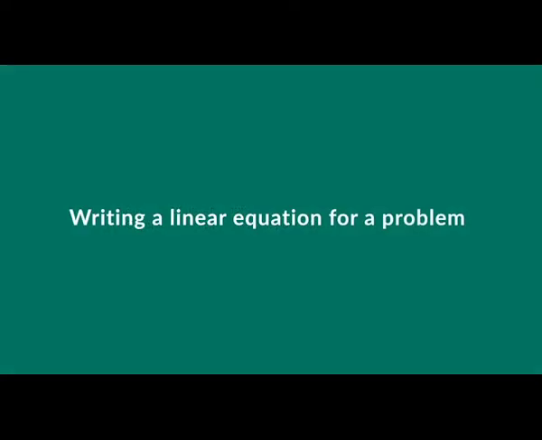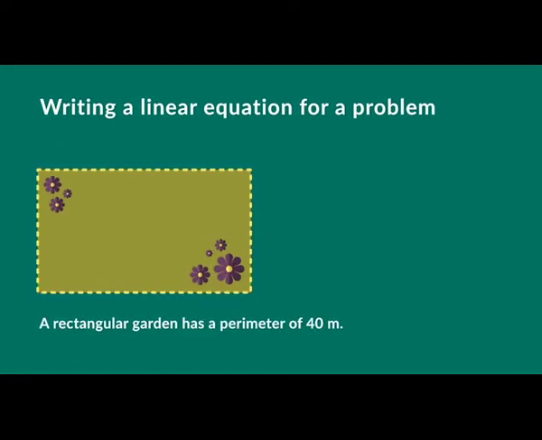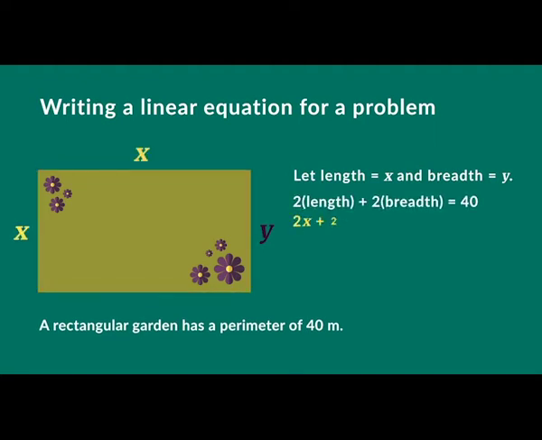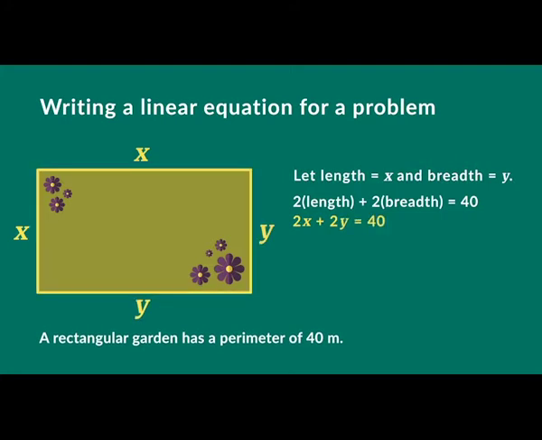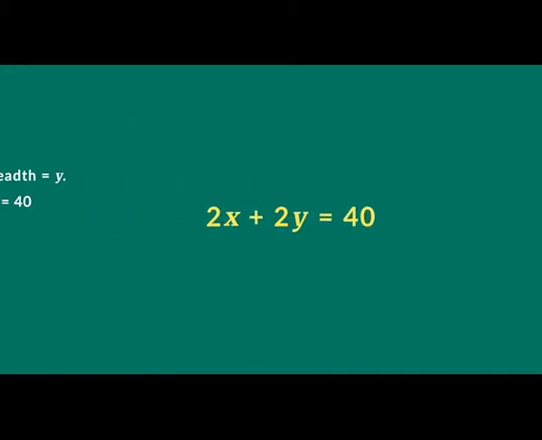We often write an equation to represent unknown quantities in a given problem. If this rectangular garden has a perimeter of 40 meters with an unknown length and breadth, and we called the length x and the breadth y, then the equation for this would be 2 times the length plus 2 times the breadth equals 40, or 2x plus 2y equals 40. The solution of the equation is all the pairs of x and y values that make the equation true.